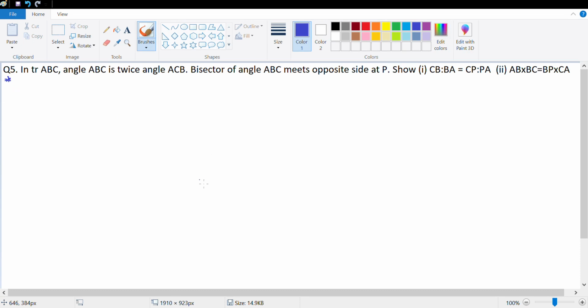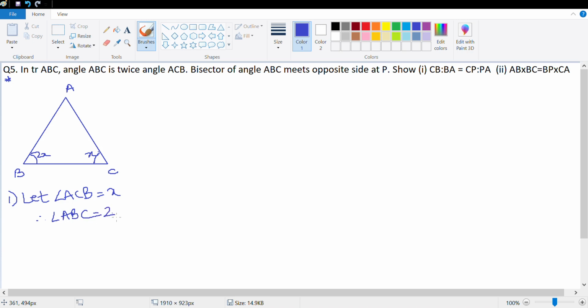Anyway, in triangle ABC, angle ABC is twice angle ACB. Okay, so let's just draw this triangle. So this is triangle ABC. Angle ABC is 2 times angle ACB. If this is x, then this is 2x. So let's just write that down. Let angle ACB be equal to x. Therefore, angle ABC is equal to 2x. Done. The bisector of angle ABC, so this angle is getting bisected, meets the opposite side at P.